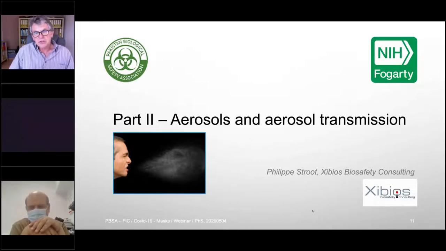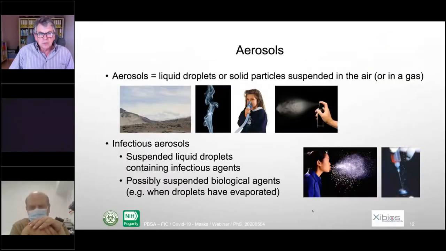So this section is on aerosols and aerosol transmission. So first, what are aerosols? Actually, aerosols are liquid droplets, possibly solid particles that are suspended in the air. That means that those droplets and particles are so fine that they can stay in the air for quite a long time. And actually aerosols are present everywhere in the environment. For instance, the picture on the left-hand side shows some clouds. Clouds are aerosols. They are made of liquid droplets that can stay there for a very long time, and they can move with the wind and so on. So this is typically an aerosol. The second picture is smoke. Smoke is also an aerosol, but mostly made of solid particles together with some chemical molecules.